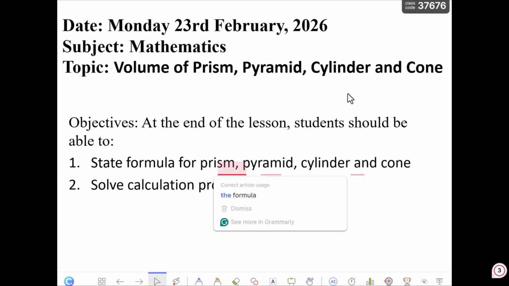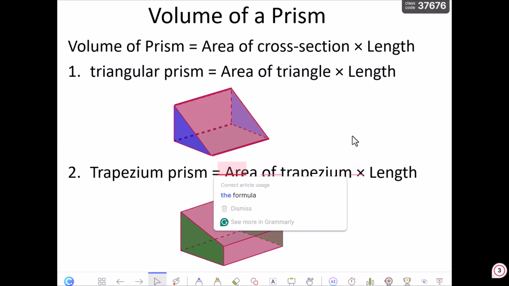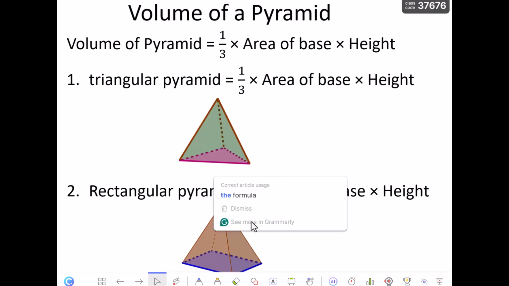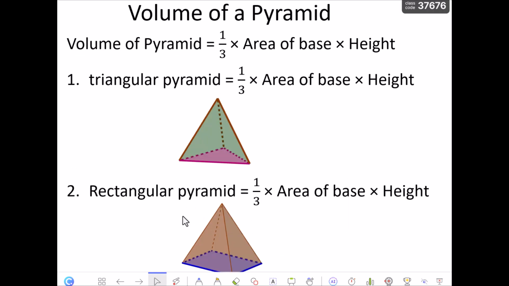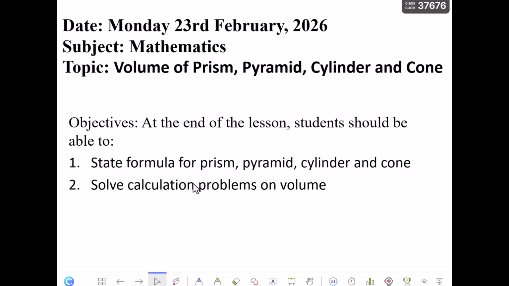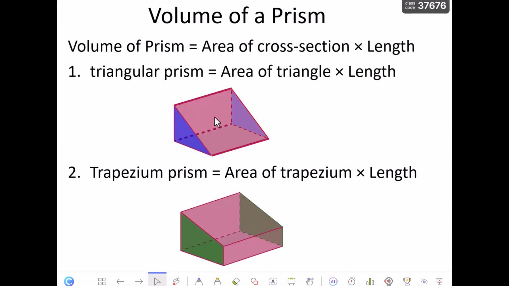Then tomorrow, we move to our next lesson, which is angle measurement. So take note of that. All right, so this is our objective. Let's go to the lesson now.